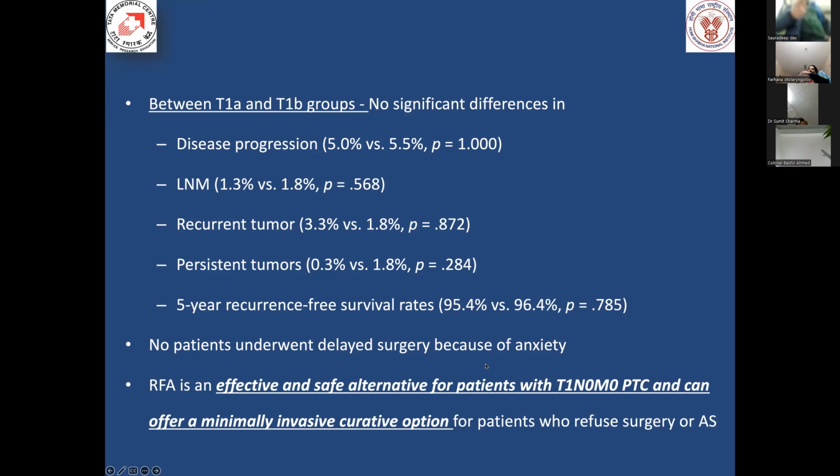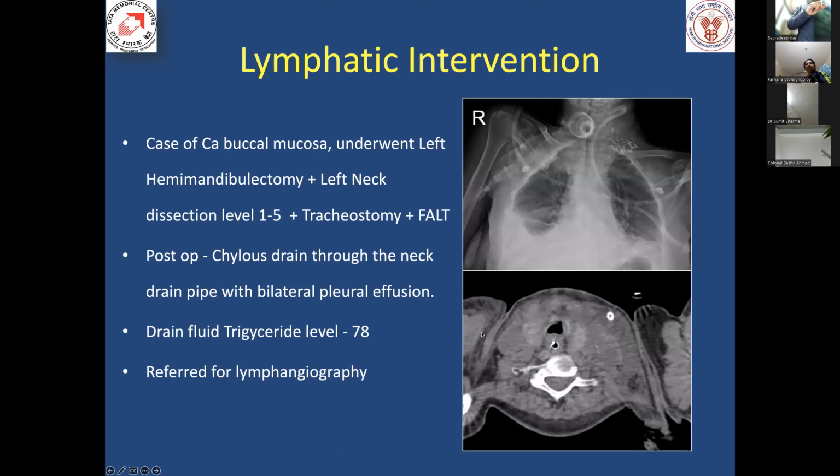So even this paper concluded that it is a safe and effective alternative for T1 N0 M0 PTC, and it can offer a minimally invasive curative option for those patients who do not want surgery or who are anxious about active surveillance.